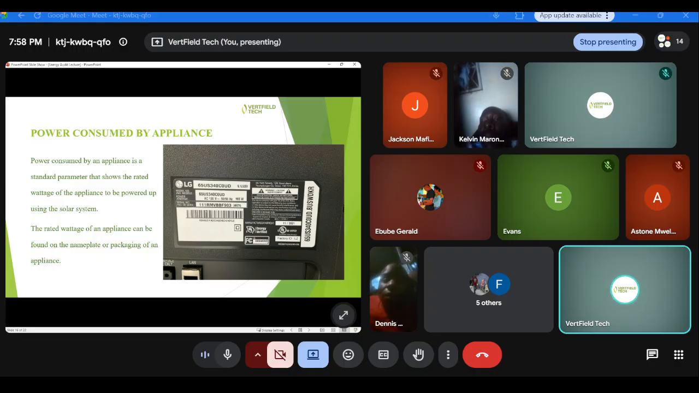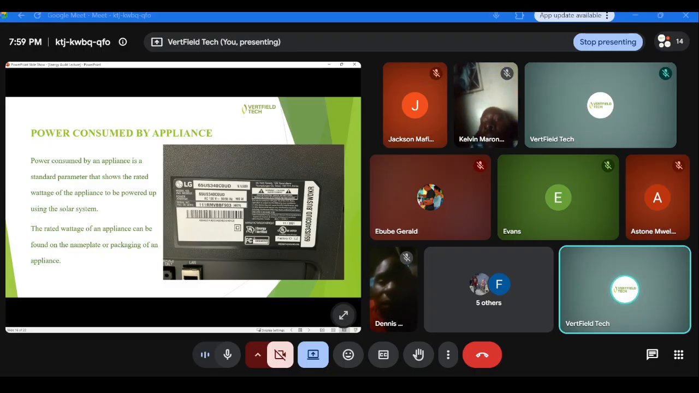That nameplate contains the name of the maker of that product, the name of the product itself, the country of make, serial number, model number, frequency, voltage, current, wattage, every other detail, and even safety precautions at times. So on my screen, you can see a typical example of an LG TV, a typical example of an LG television.